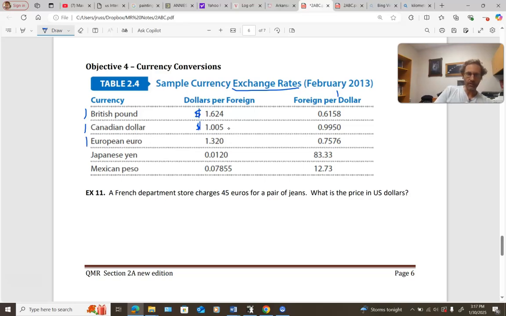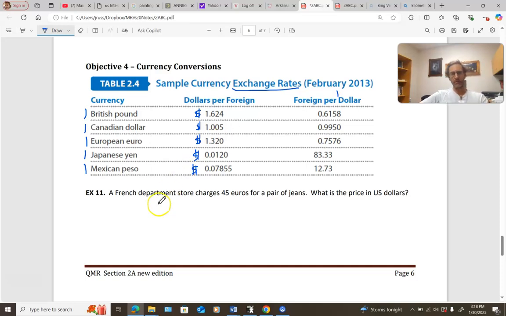And then 1 European euro will buy 1.320. 1 Japanese yen will buy this many dollars. So it's a little over a cent. So one Japanese yen isn't worth very much. And then one Mexican peso will buy close to 8 cents. All right, so this is the column that I prefer to use.